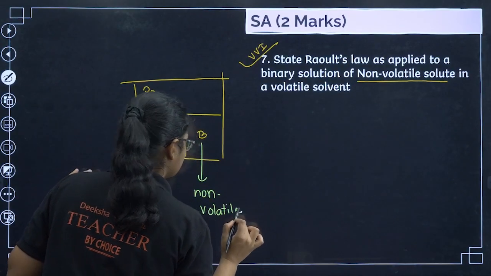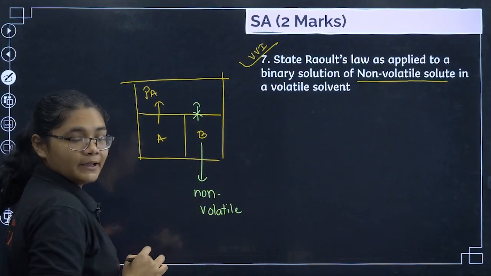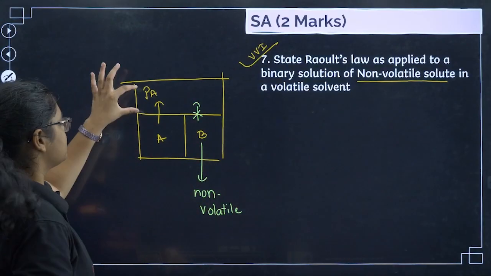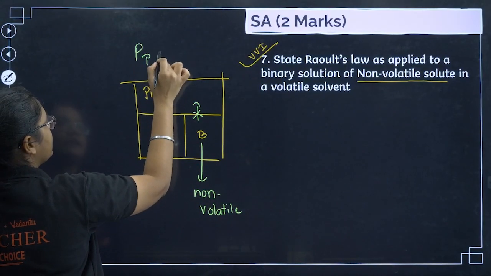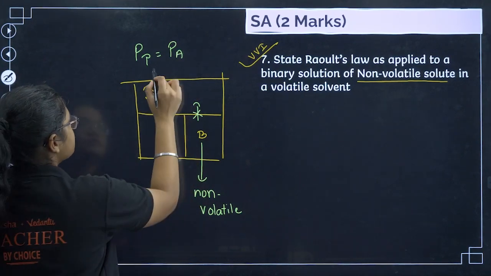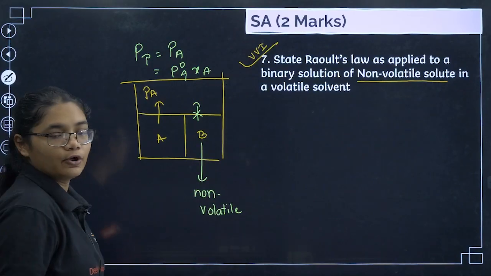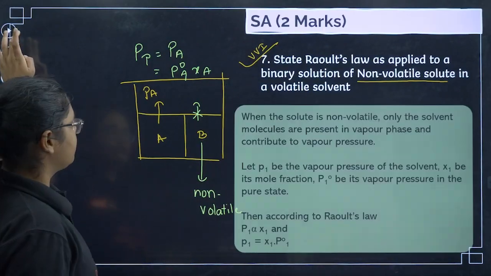Now if this is non-volatile, then what will happen? B will not create vapor, right? So here the total pressure will again be equal to PA. P total will be equal to PA, which is equal to P naught A XA according to Raoult's law. So that we have to write here.